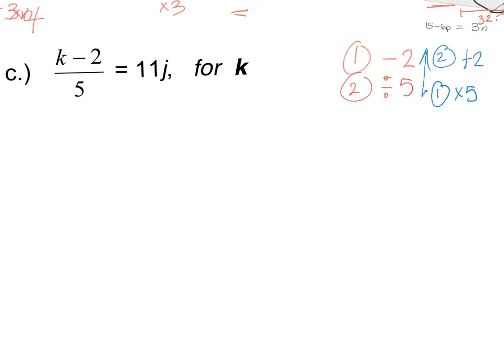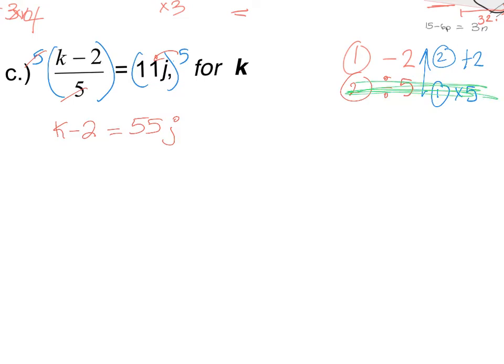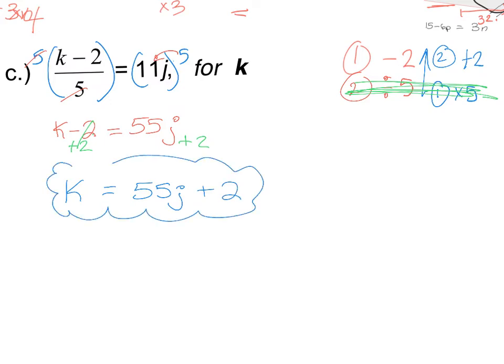So let's do the multiplication by 5. Please make sure you remember that you're multiplying 5 to the entire left side and the entire right side. When you do that, the 5's divide away, you're left with k minus 2 on its own is equal to, and 5 times 11 is 55j. So now what you have done is you have undone the last thing. Then you have to change that minus 2 and you're adding it to both sides. That gives you k equal to 55j plus 2. You have solved the equation in terms of k.